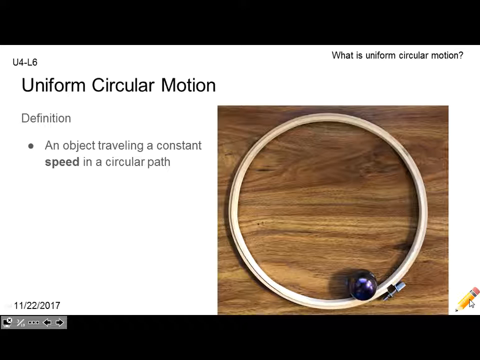At a constant speed. Which part of the velocity vector is staying the same if it's traveling at a constant speed? Melissa, which part of the velocity vector is staying the same?